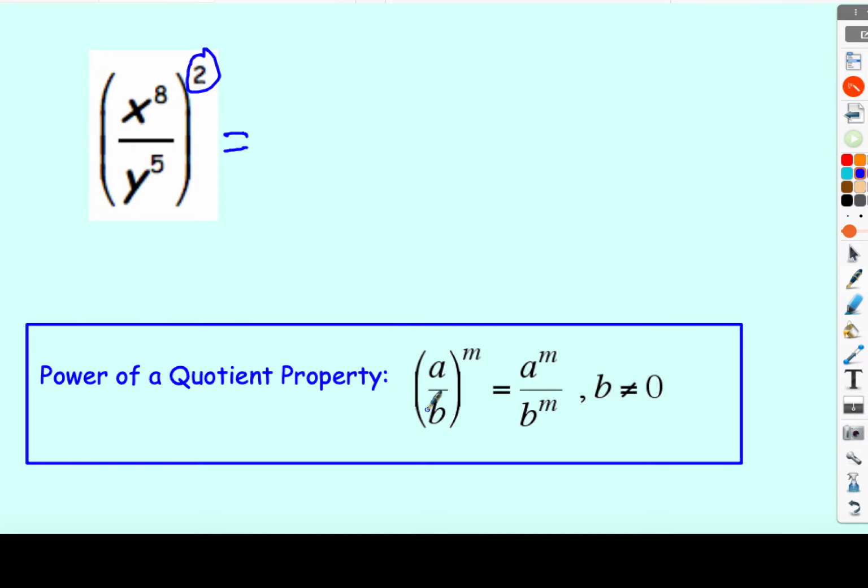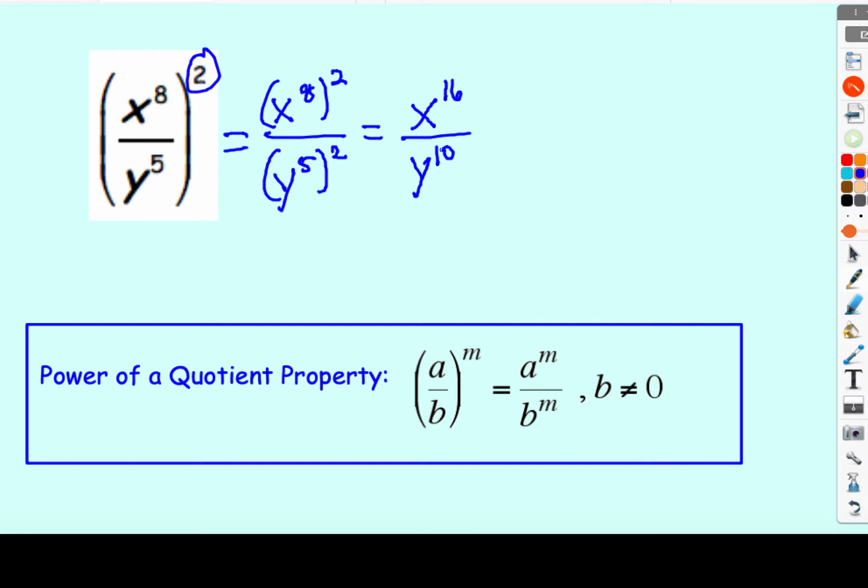If A is divided by B, but they're both to the m, then you can separate that and make them both to the m. So this is going to be x to the 8th squared over y to the 5th squared, which becomes x to the 16th, right? A little power to a power property, y to the 10th. But now notice they're not equal bases, so I can't use that last property we looked at. I can't subtract them because, again, they're not equal bases, right? Only with equal bases can you subtract those exponents.